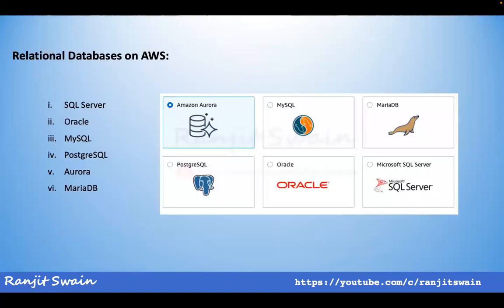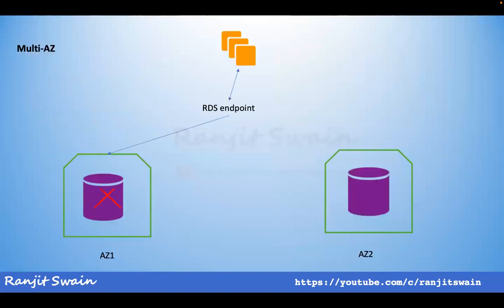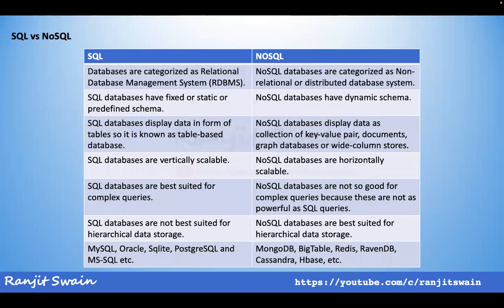If you see here, these are the relational database services Amazon provides, and these are the SQL databases, like structured query language, structured databases. But Amazon also provides NoSQL databases, right? What will be your NoSQL database? DynamoDB. Okay, DynamoDB is a NoSQL database. So let's see what the difference is between SQL and NoSQL. SQL databases are categorized as relational database management systems, that is RDBMS.